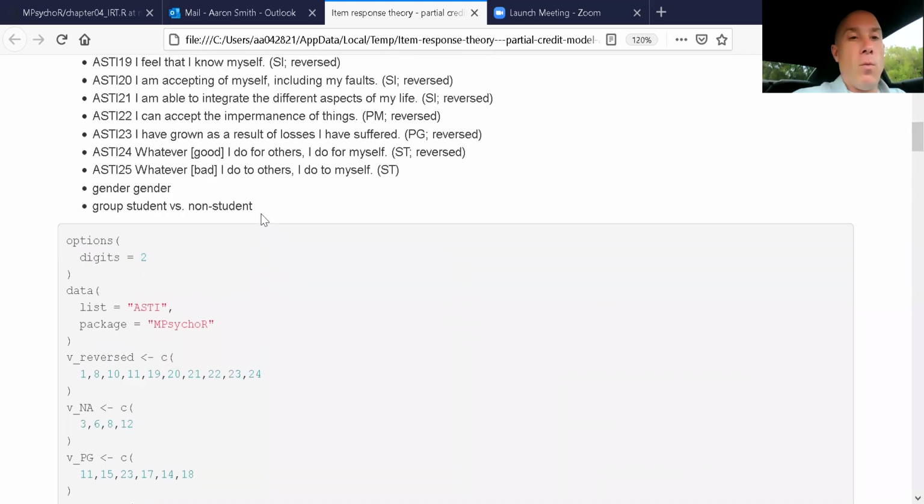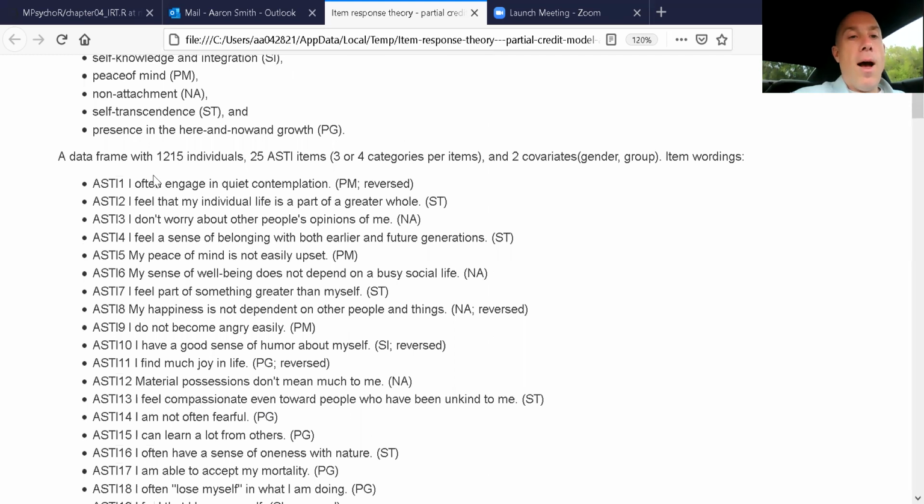So let's look at 1 and 2. They're different. I often engage in quiet contemplation. I feel that my individual life is part of a greater whole. I don't worry about other people's opinions of me. I feel a sense of belonging. My peace of mind is not easily upset. My sense of well-being does not depend on my social life, and so on.